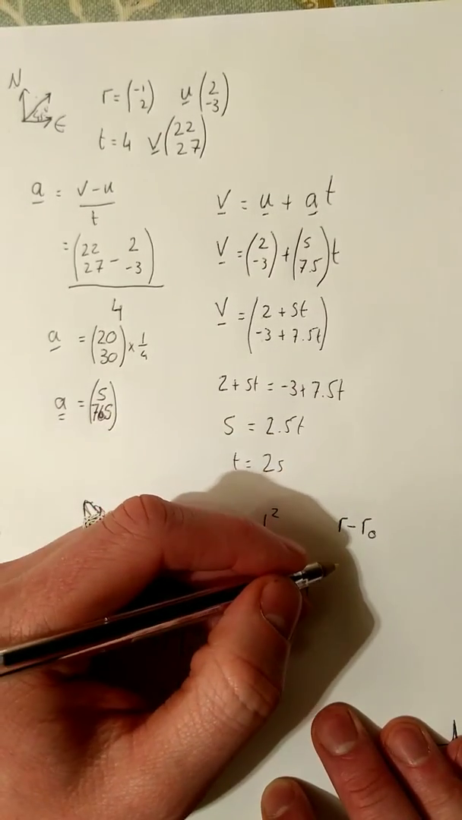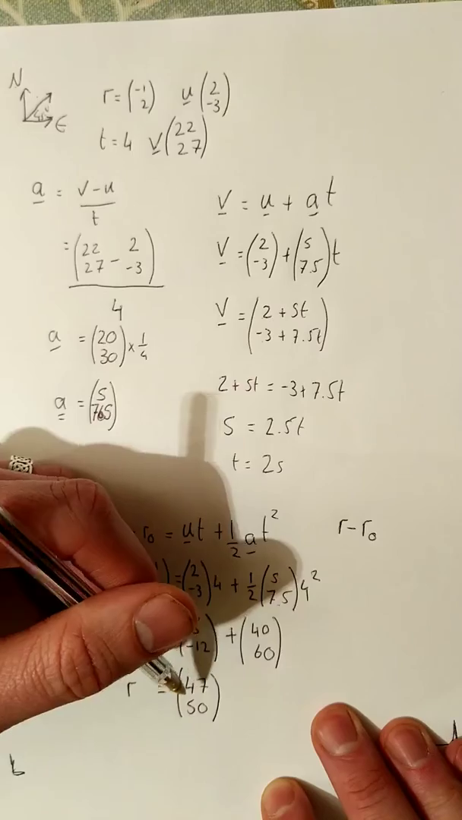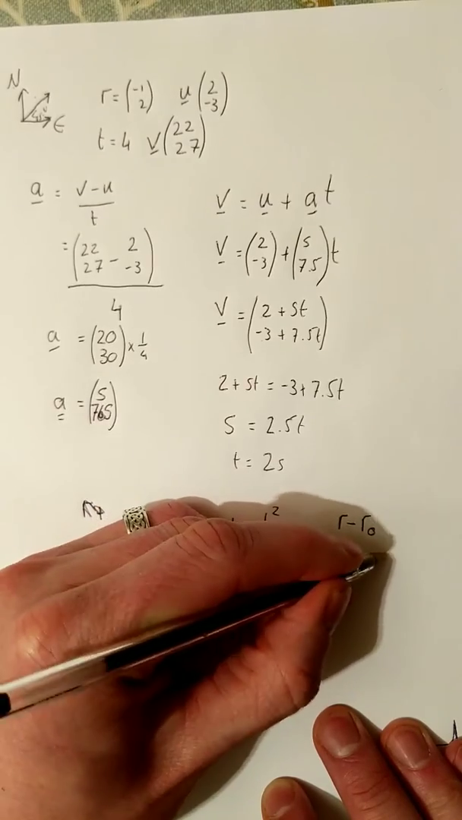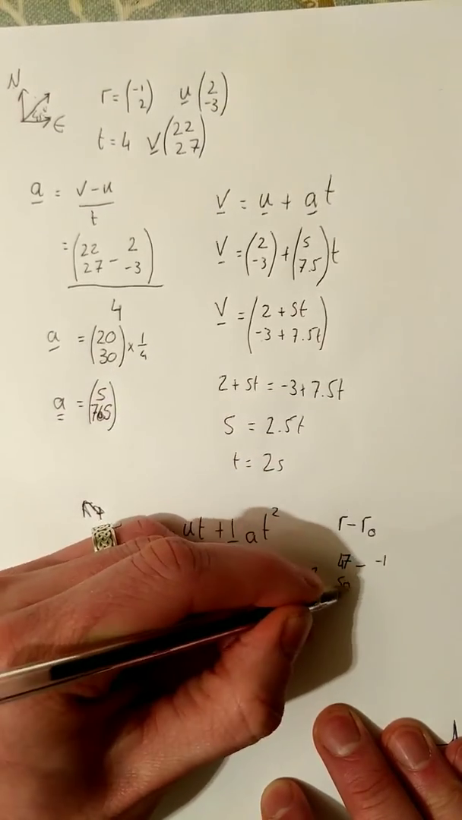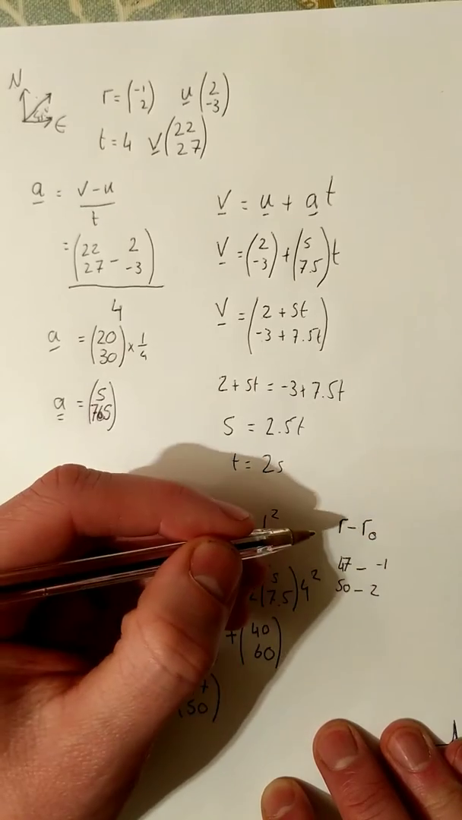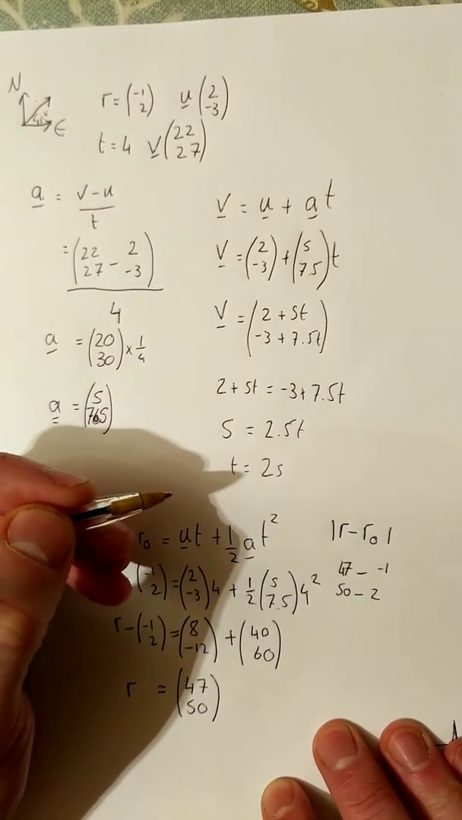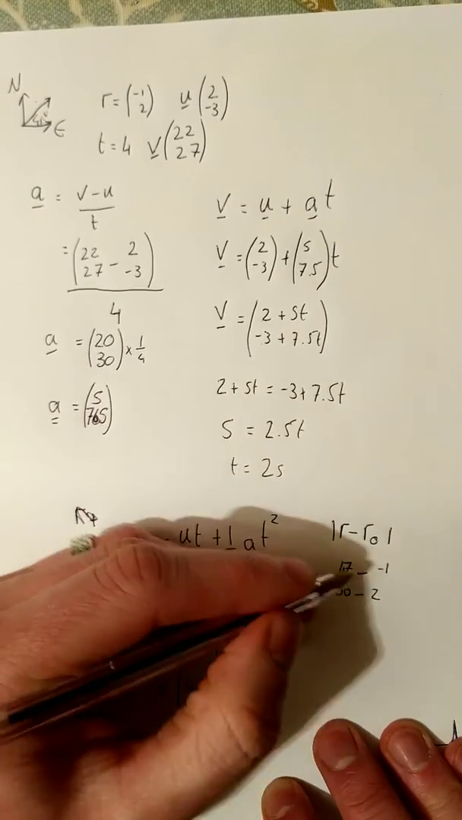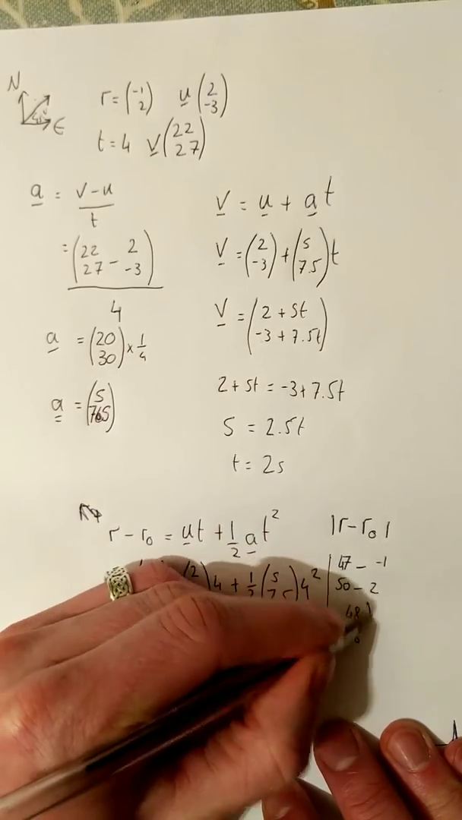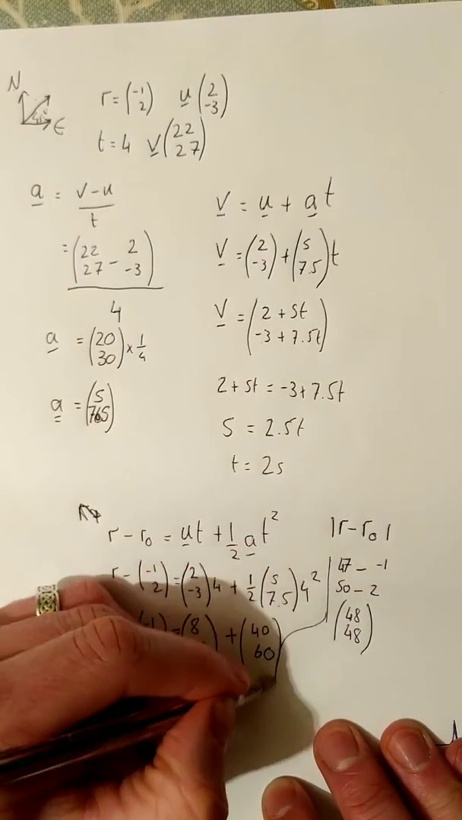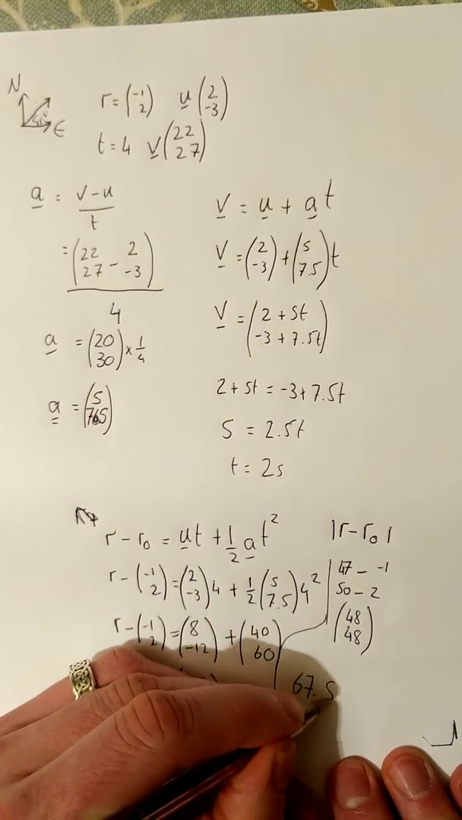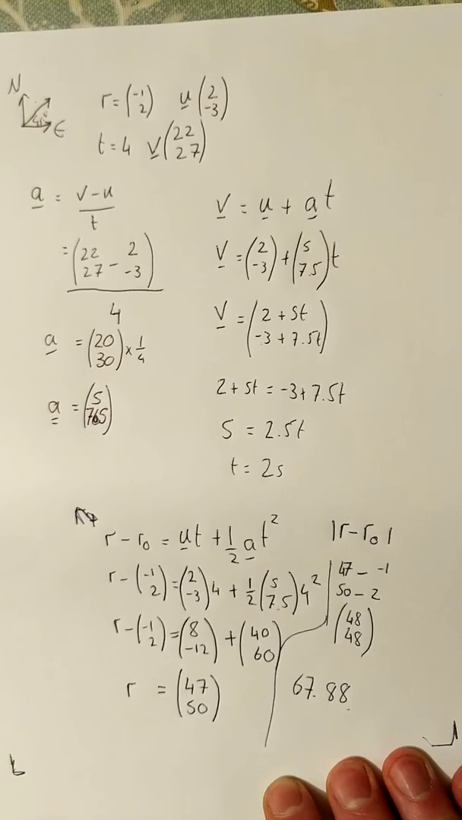Make sure I'm still in the picture. And if we then do that, it's going to be 47 minus the minus 1, and 50 minus 2. And we are going to have to work out the magnitude of that. So we end up getting (48, 48). Now we can work out the magnitude of that. So squaring, adding together, and we end up getting 67.88 or 67.9 from its starting position.